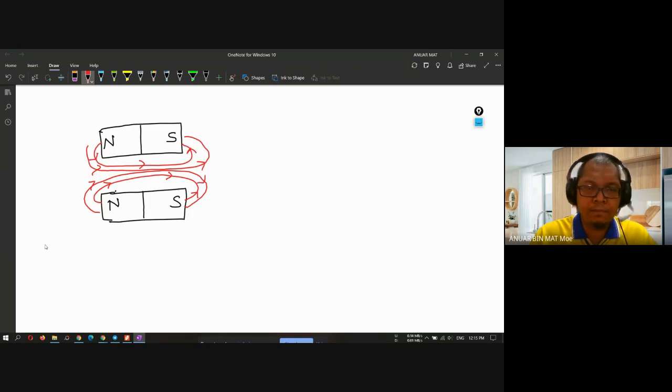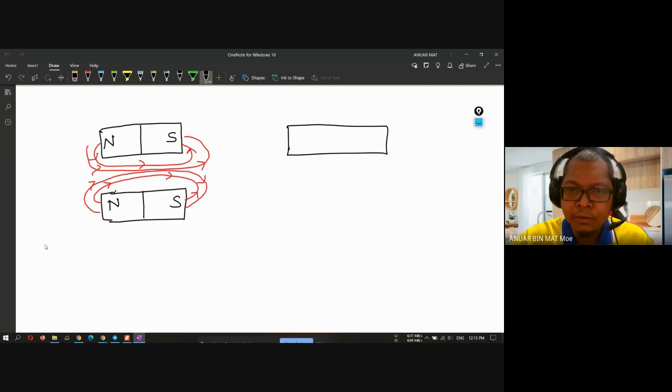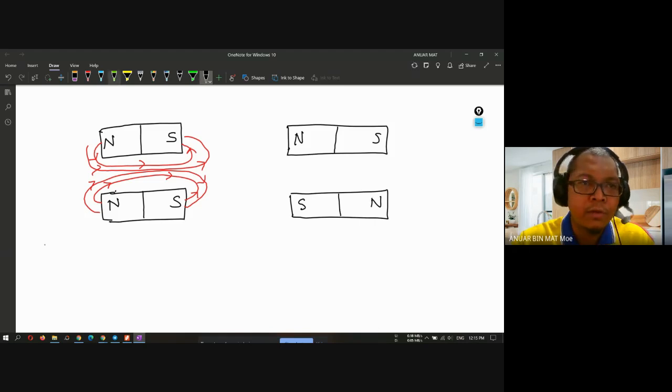If it is a different polarity like this, we have the magnet bar also. North, south. And then this is south and north. So how do you want to draw it? It will attract.